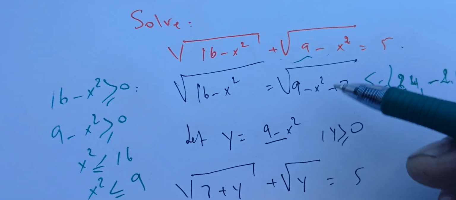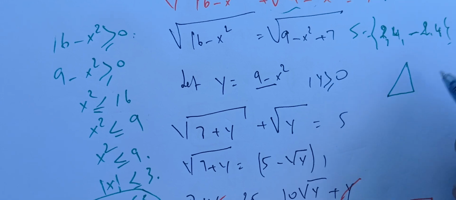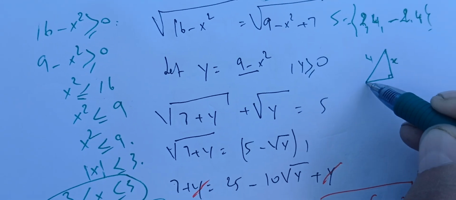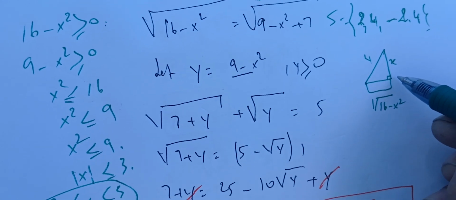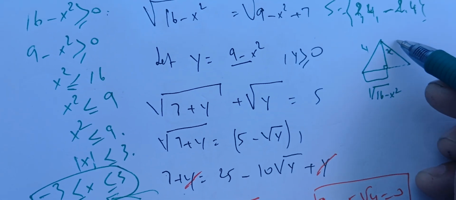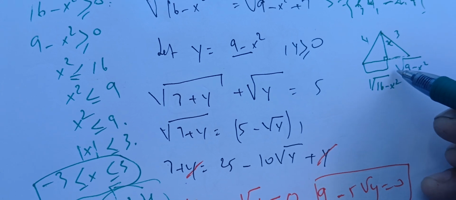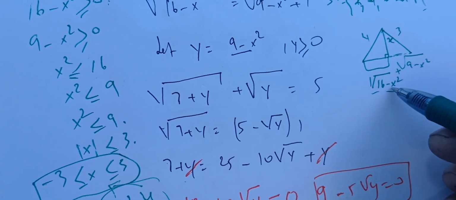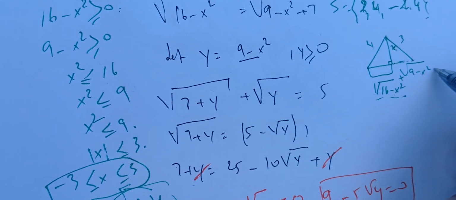So I have a link based on the fact that we can draw this right triangle here. If this is x and this is 4, then this is just the square root of 16 minus x squared. If we extend this one here and call the length of the hypotenuse 3, then this is just the square root of 9 minus x squared. If I add them, I have the square root of 16 minus x squared plus the square root of 9 minus x squared. I wanted this to be 5.